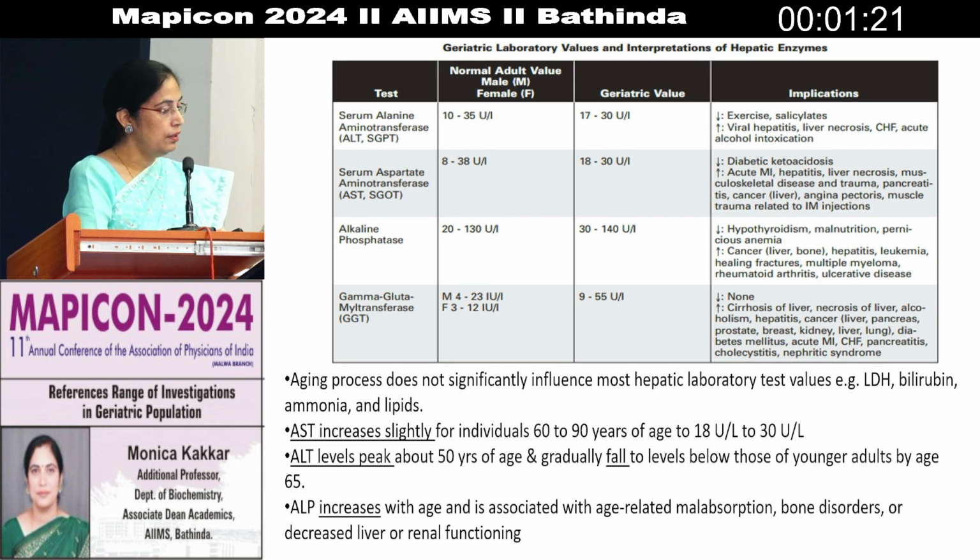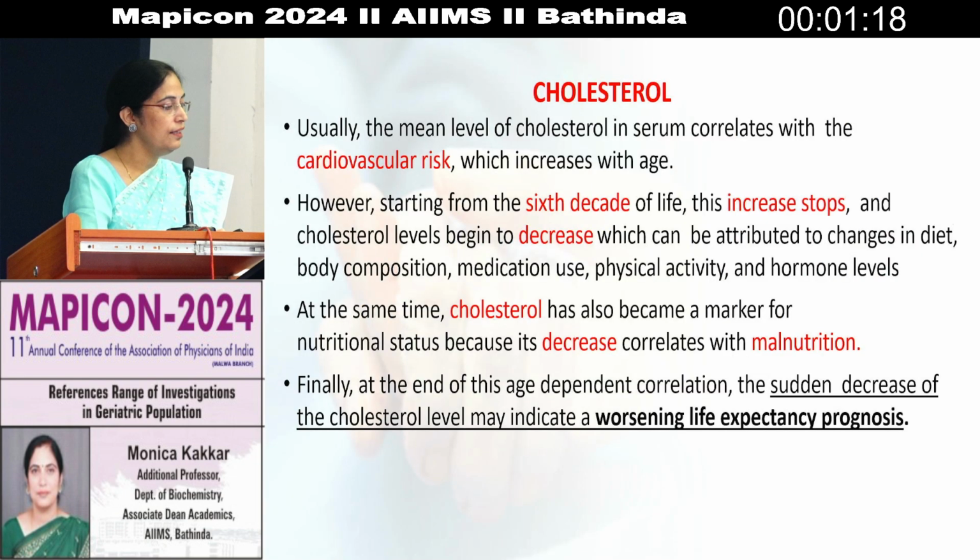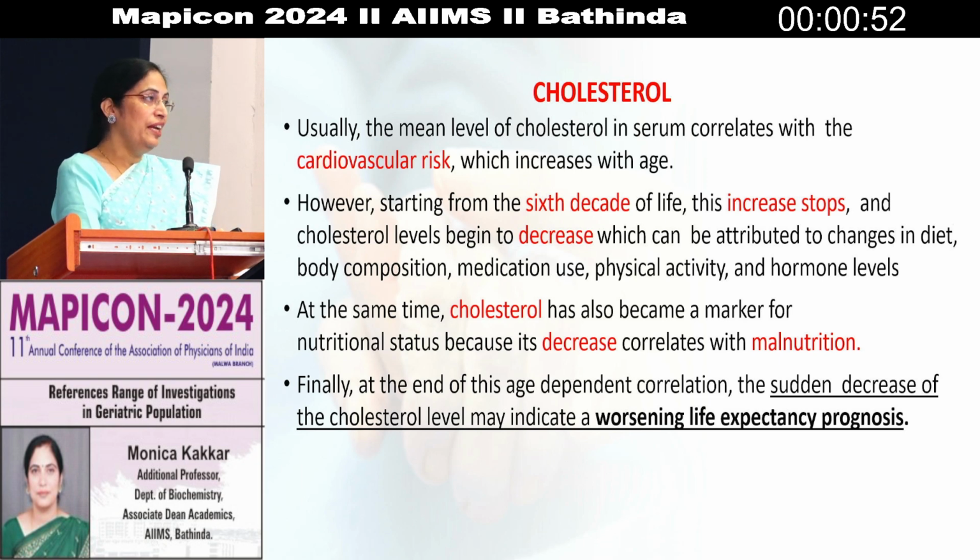Now, other liver function tests are also affected. Cholesterol levels tend to increase till the 6th decade. Then comes the plateau phase, and it starts decreasing. That means beyond the 80s, the levels of cholesterol would decrease. But cholesterol is also a marker of malnutrition. That means there are two independent variables decreasing cholesterol levels, so the sudden decrease in cholesterol levels should be interpreted carefully; there are studies suggesting that it can be taken as an indicator of worsening life expectancy prognosis.